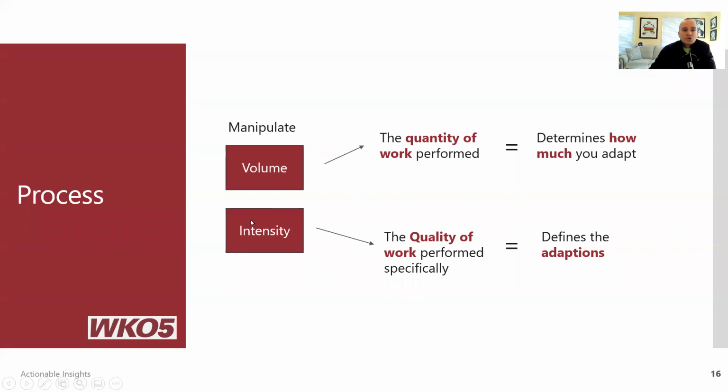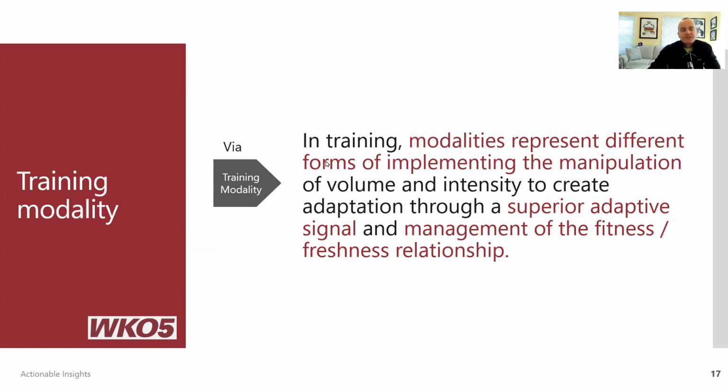Now, when we start talking about intensity, that really gives us the definition of that adaptation. It tells us the specificity, the specific performance adaptations that we're looking for. It defines that adaptation. I'm sorry, sometimes you'll see me look over here. I'm looking at questions and just making sure I'm keeping up. Via the training modality, and in training, modalities represent different forms of implementing training. Let's keep it simple: different forms of implementing training, or that manipulation of volume and intensity, with the end goal of producing a superior adaptive signal while you're managing the fitness and freshness relationship. So, what format are you training in?